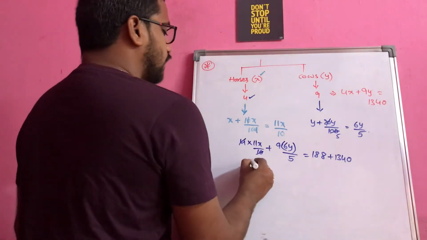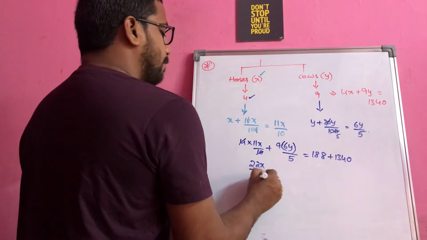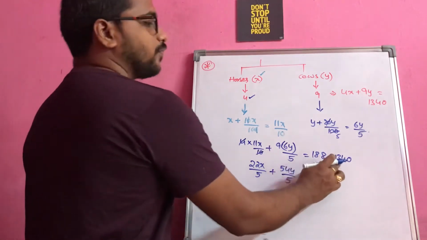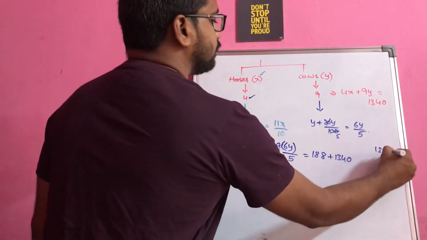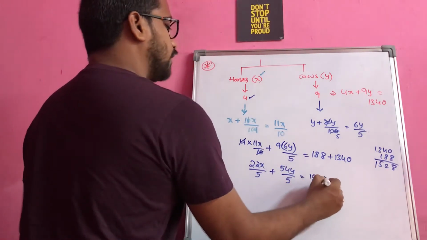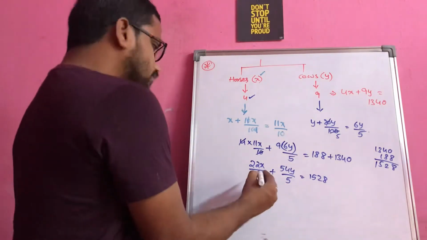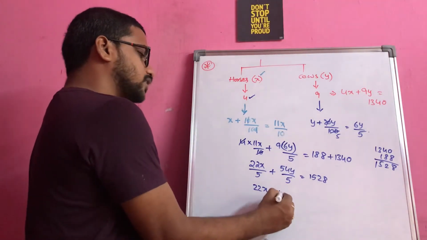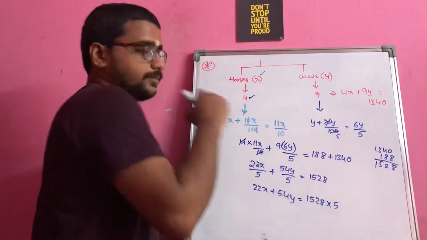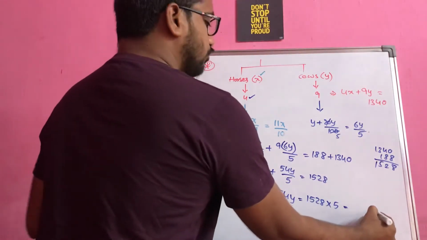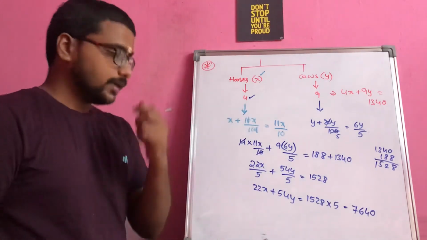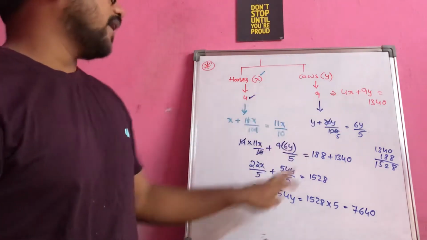So you see here, this is 5 times. So 22x divided by 5, 9 into 6, 54y by 5 is equal to, if I add these two, 1340 plus 188, so 1528 we are going to get. Okay. So if I take LCM here, 22x plus 54y is equal to 1528 into 5. So this is 5 eights are 40, 5 twos are 10, and then 7640. Okay. So now this is the first condition we are having, this is the second condition.